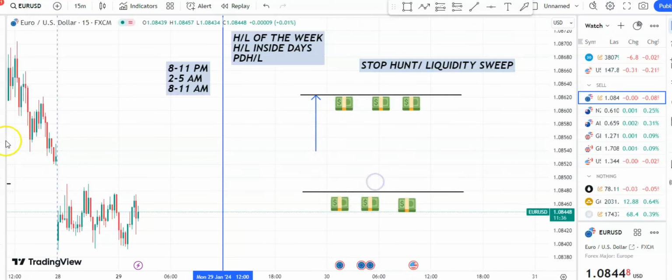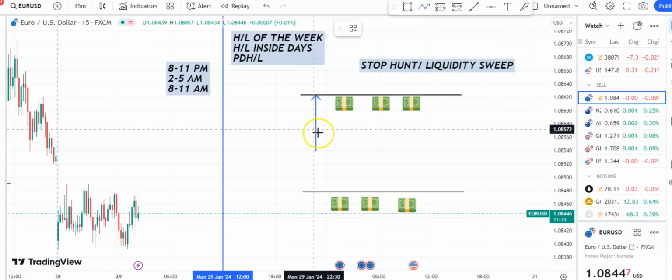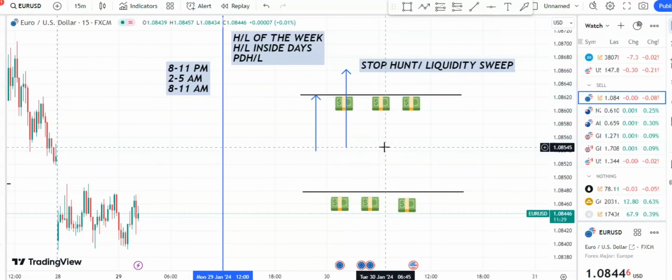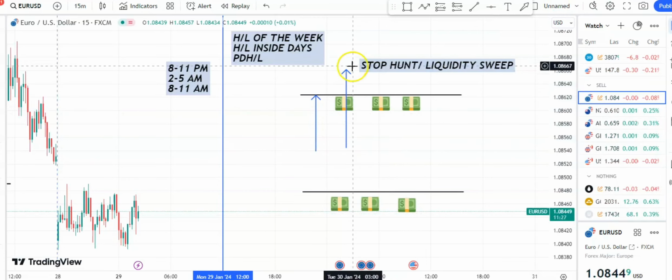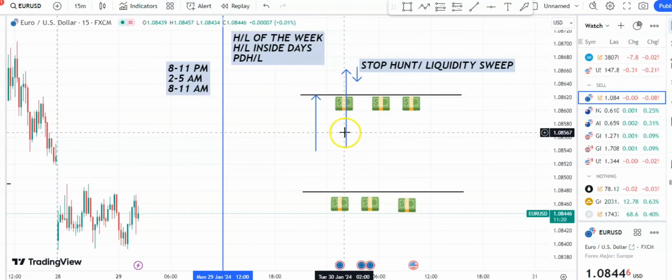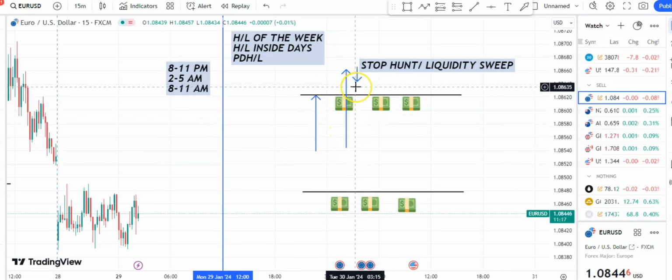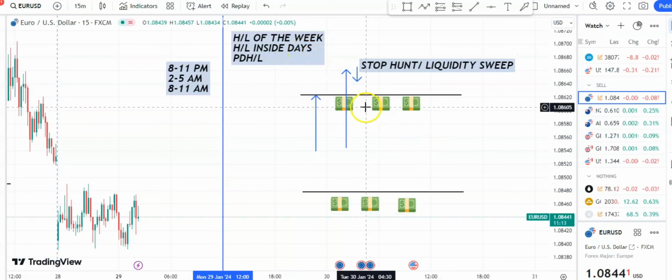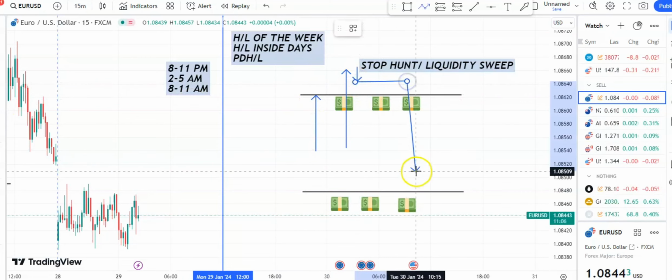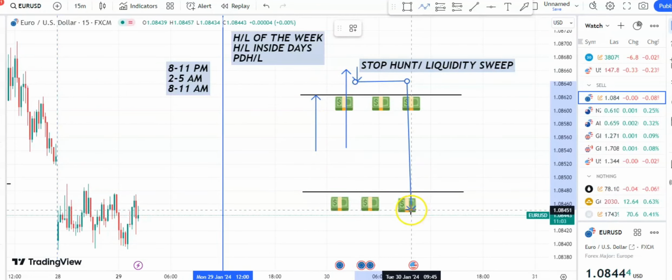And then I am waiting for what we call a breakout. So a one candle breakout. Not two, not three, just one candle breakout. And then the next candle is going down like that. Once I see this at the high of the week, the previous day's high or low, or an inside day, then I know we have a high likelihood of going back to take the liquidity at the low.